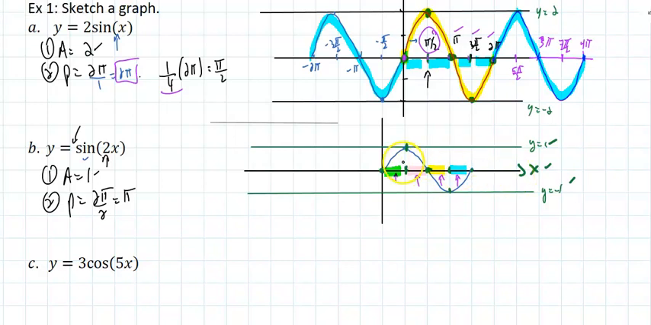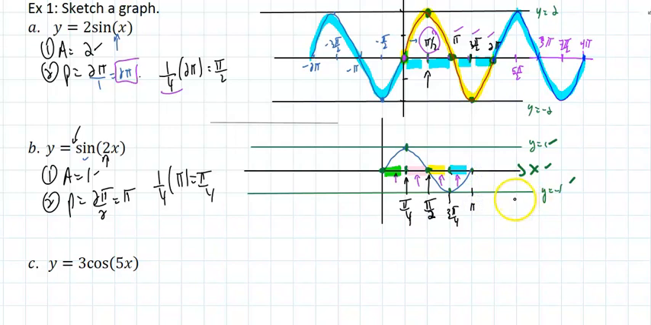So, since there's four of them, if I take the period and I divide it by 4, or 1/4 of the period, that's pi over 4. That tells me what this point is. That is pi over 4, 2 pi over 4. If you reduce it, 3 pi over 4, and 4 pi over 4, which is pi.